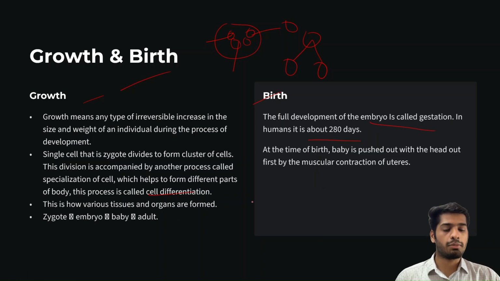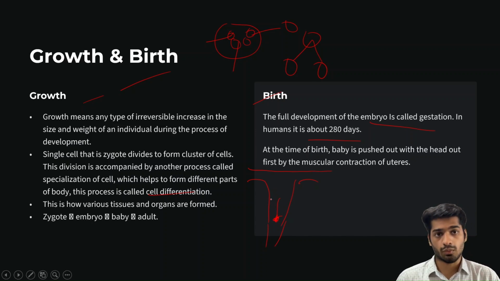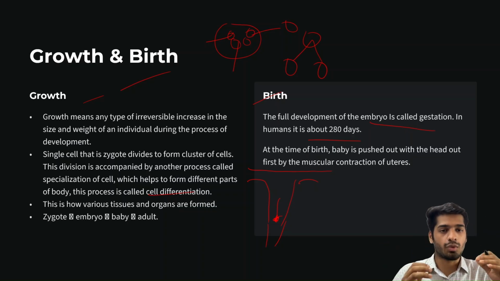Now, how does a baby come out? We all know the cervix. So if this is your uterus, we have the cervix over here, and then there's the vagina. The baby's head is going to come in contact with the cervix. The cervix will send some signals to the brain. Now there are some hormones which are going to be secreted.